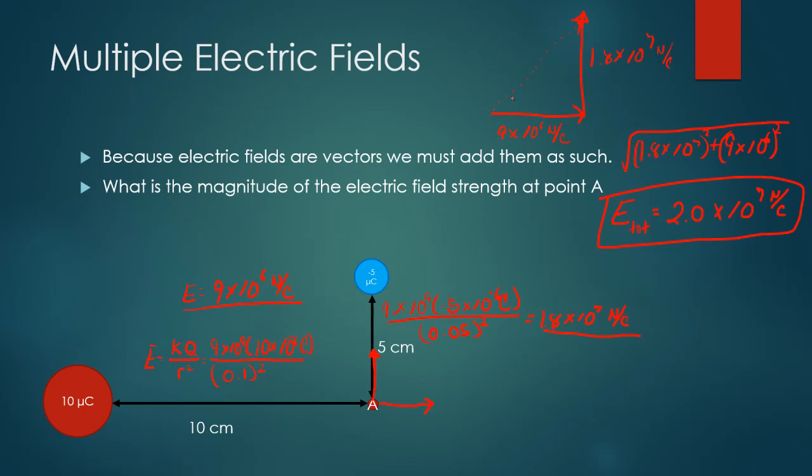Now, this is just like we did before. If you wanted to know the angle of the electric field at this location, you can actually use trig and solve for that, but the question only asks for the electric field strength.